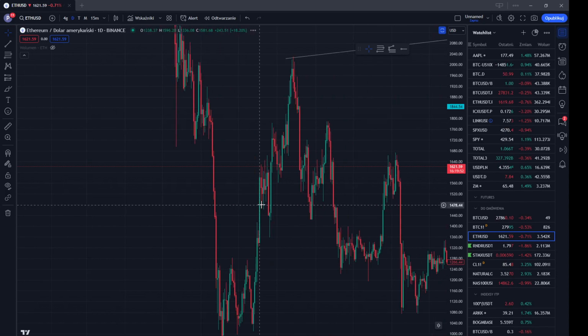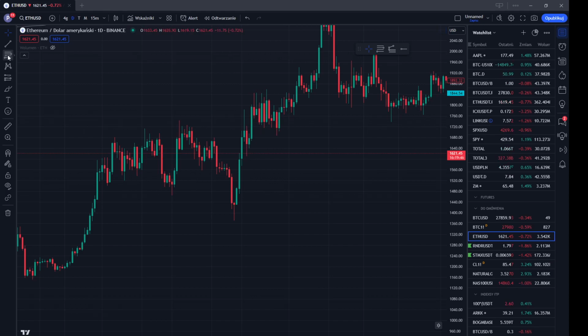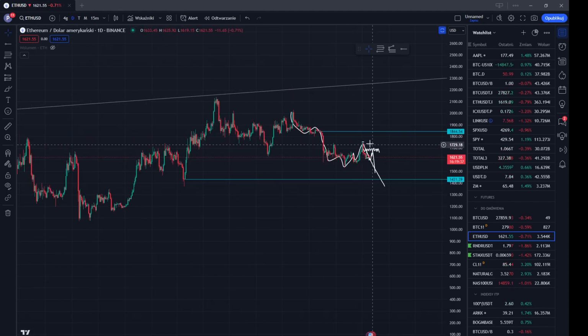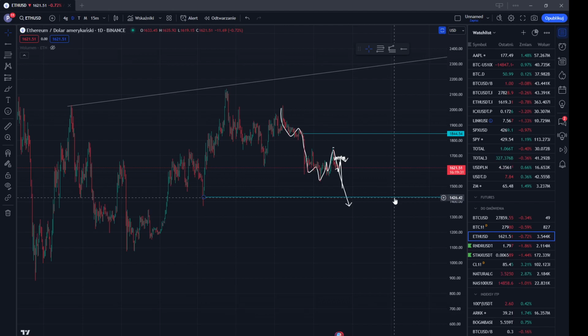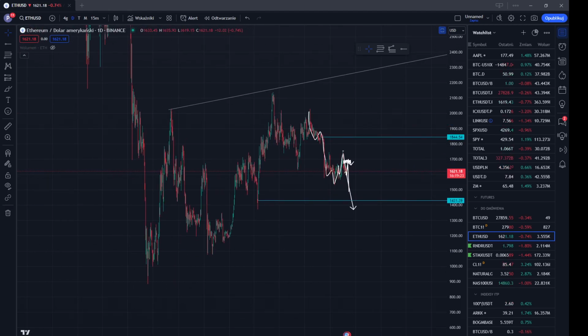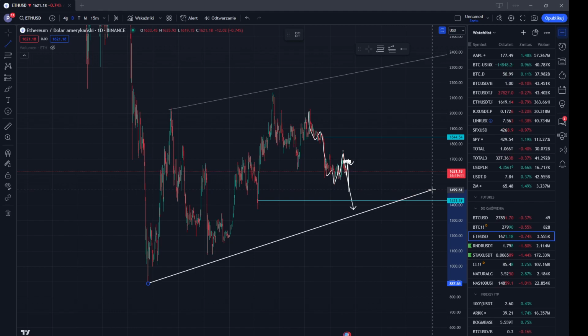Let's go on the daily. There's an area that could stop this move down somewhere here. By the way, when I saw this move up, I exited most of my ETH spot positions. So at the moment, I'm looking for a move lower and possibly this area to be tagged before we move up again. If we extend this line through here, there's still room to the downside in any case.